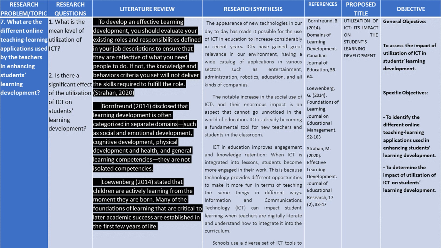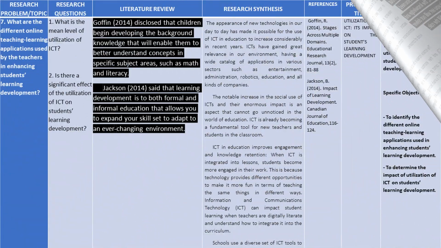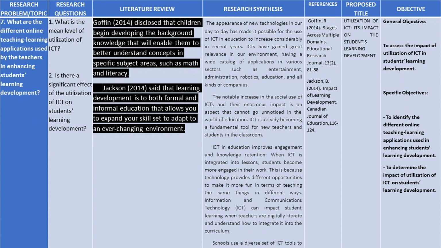Lowenberg, 2014, stated that children are actively learning from the moment they are born. Many of the foundations of learning that are critical to later academic success are established in the first few years of life. Goffin, 2014, disclosed that children begin developing the background knowledge that will enable them to better understand concepts in specific subject areas, such as math and literacy.